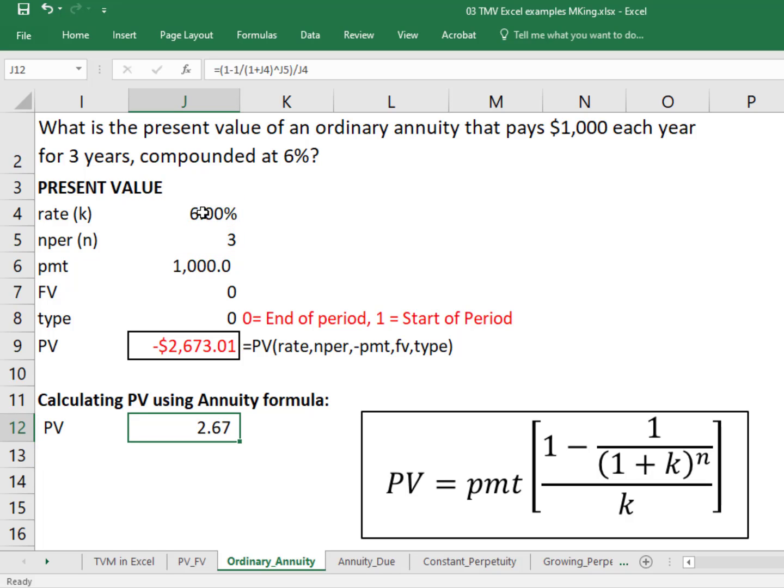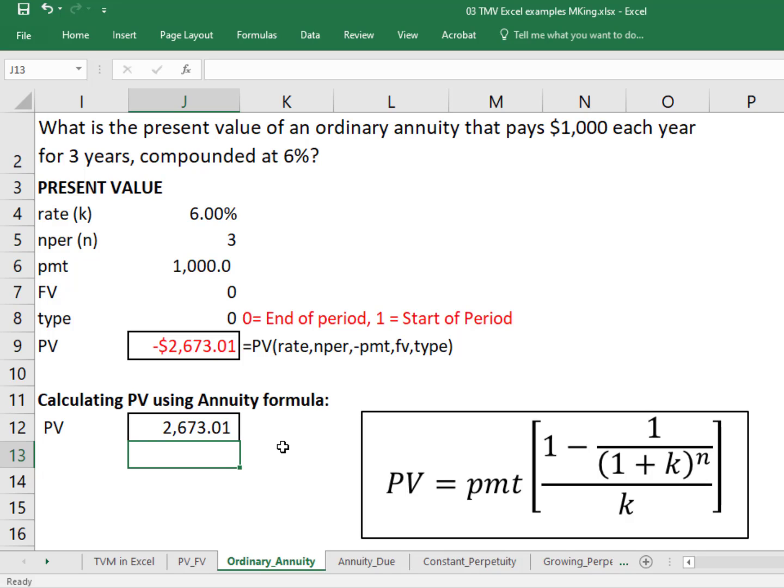Notice that we currently have what looks to be the present value interest factor of 2.67. We multiply this times the payment. You can either multiply it by the payment at the start or the end. The payment is $1,000, where multiplication is star. And we hit enter. And we find that the present value of this annuity is $2,673.01.